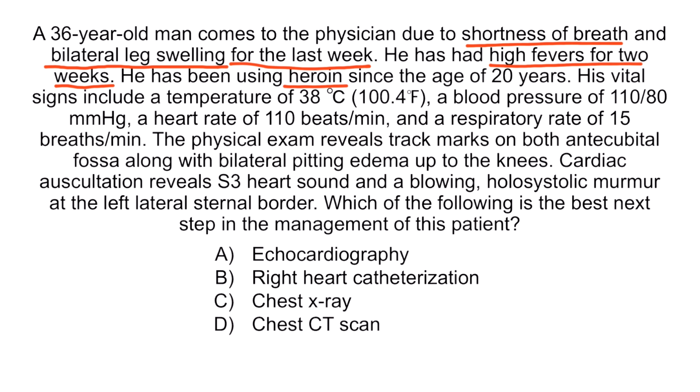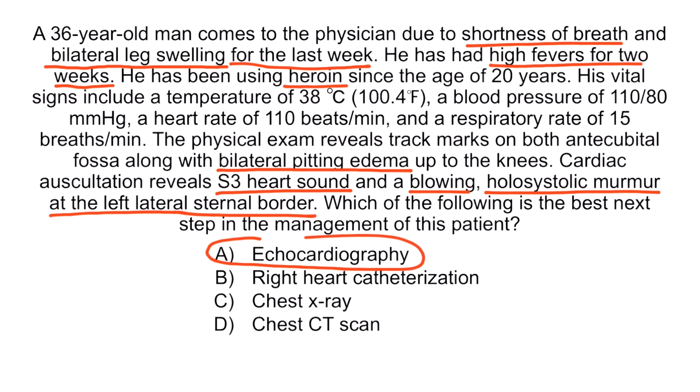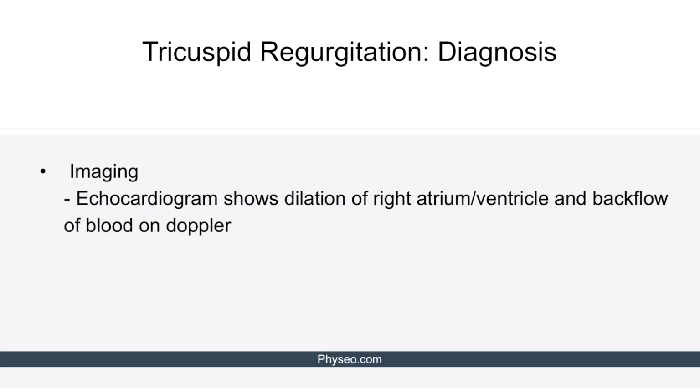Right heart failure and volume overload are evidenced by the S3 heart sound and the bilateral pitting edema. Tricuspid regurgitation, on the other hand, is evidenced by the blowing holosystolic murmur at the left lateral sternal border. The best next test to diagnose any valvular abnormality, including tricuspid regurgitation, is echocardiography. Therefore, the best answer is A. Here is a slide reminding us of the diagnosis of tricuspid regurgitation.